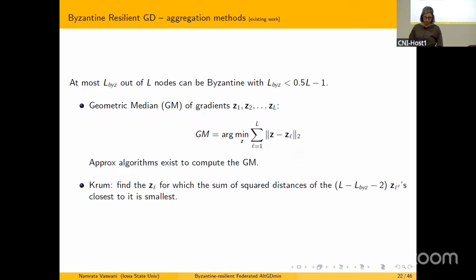Another solution that has been studied in the literature is what is called Krum, which is to find the z_l for which there's the most clustering around z_l. So find the z_l for which most nodes' data is close to it. All of these assume, of course, that the number of Byzantine or bad nodes is less than half, just like the median needs that too.